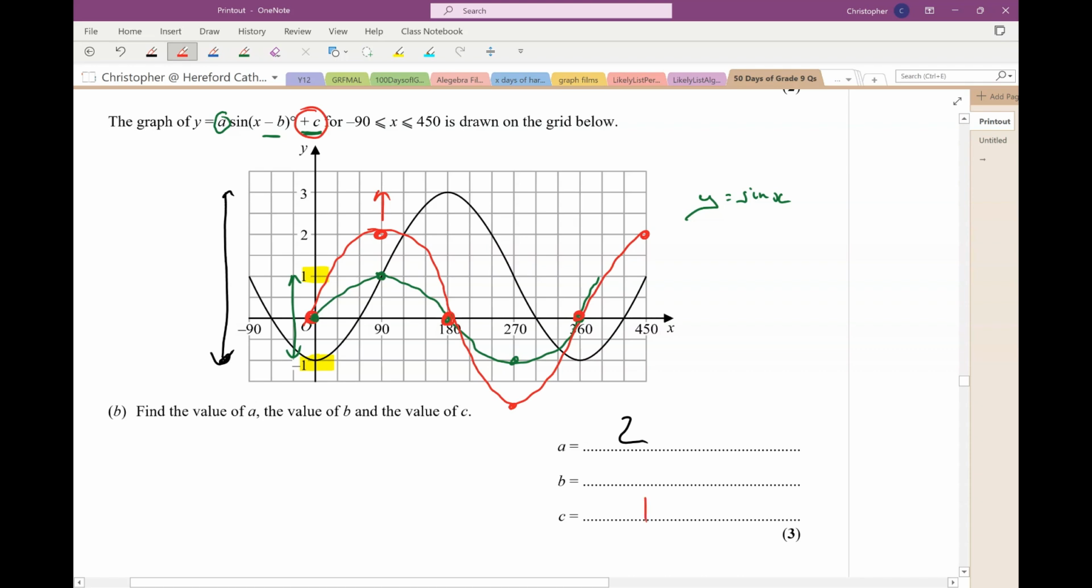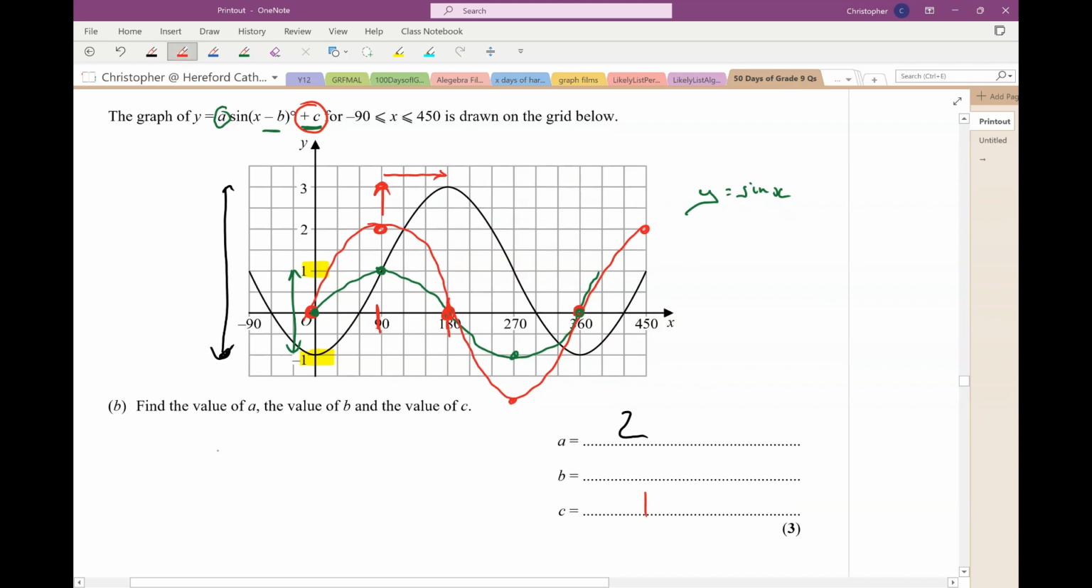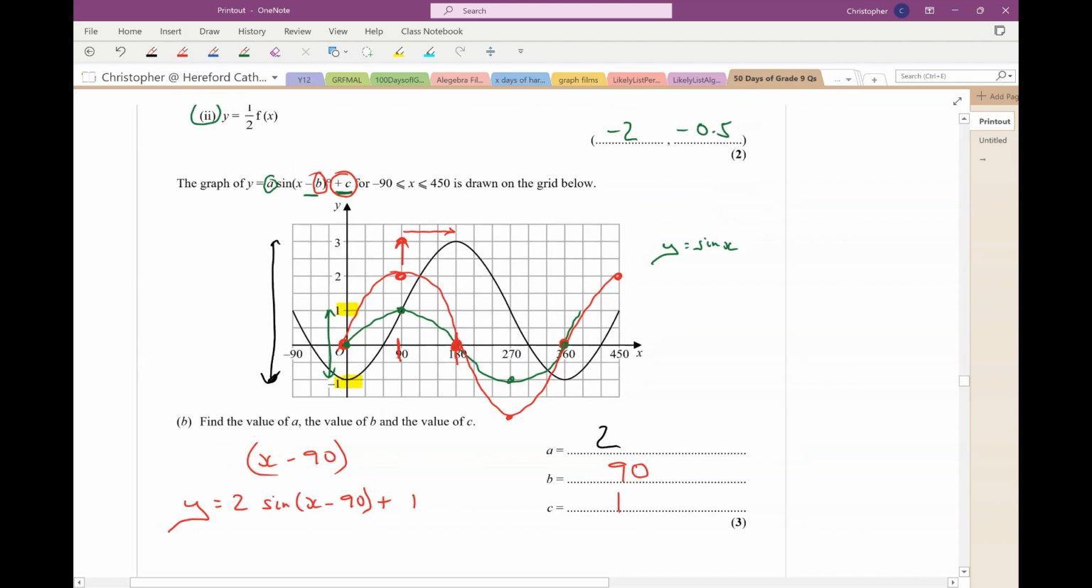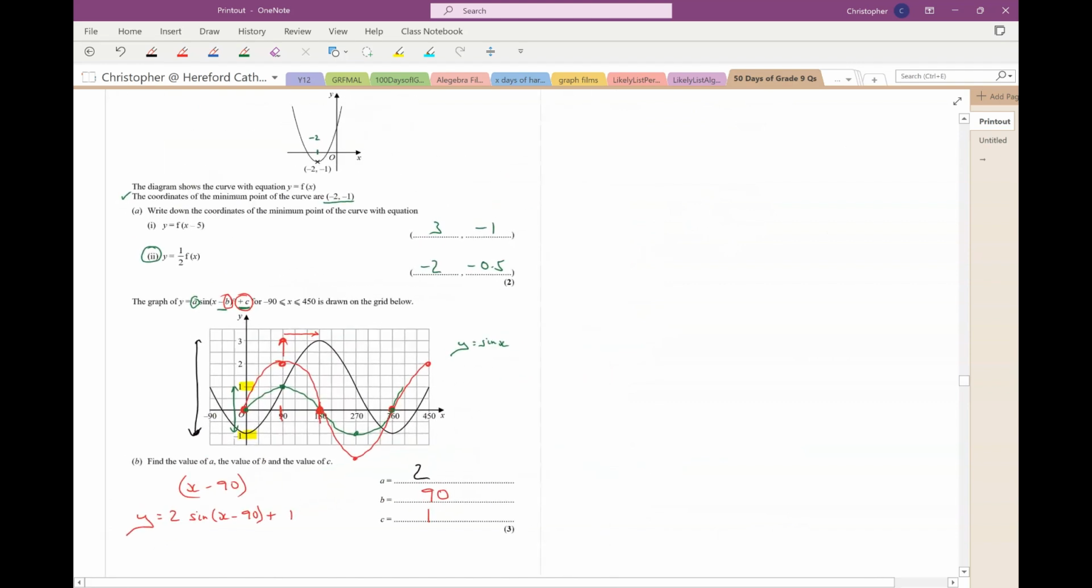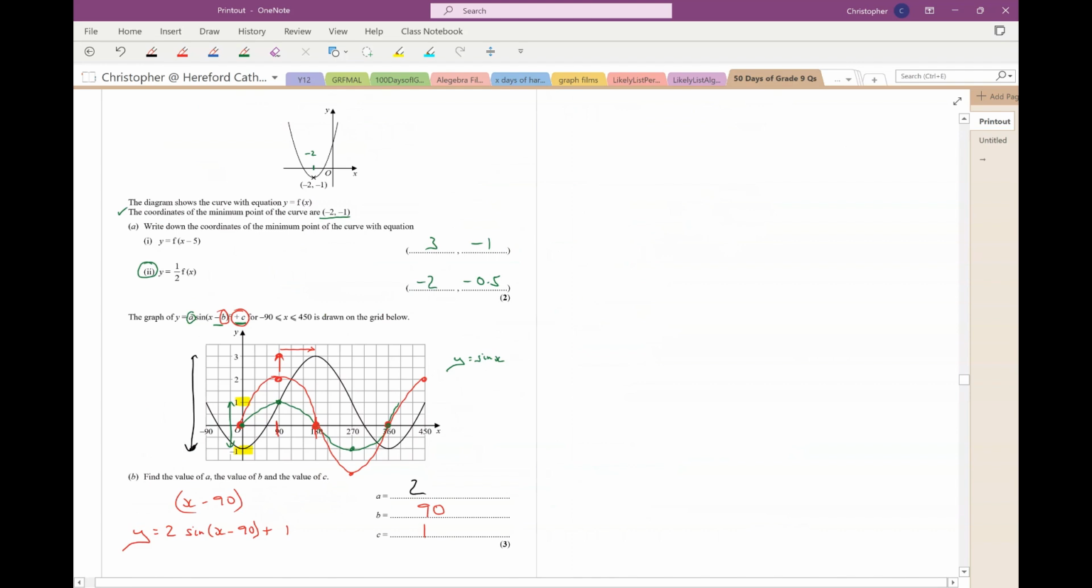Now, the whole thing's been moved up by 1 to here, but it's also been moved along to the right by 90. So that means that we have to pick instead of x, it's going to be x minus 90, isn't it? So b, look, it said minus b, so b would be 90 there. So my new curve, just for clarity, the black curve, has this equation, y equals twice sine of x minus 90 plus 1. And hence those are my answers for A, B and C. Okay, quite a complicated question, but only worth 3 marks.